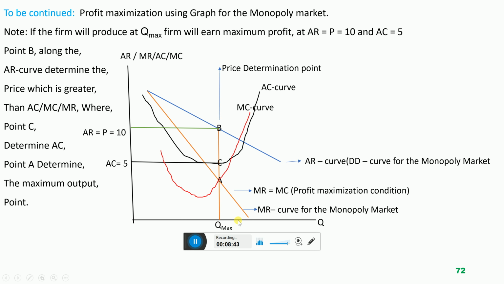Above this maximum quantity, the company should not produce, because above this marginal cost will be more than marginal revenue. So when the company produces above this quantity, marginal revenue will be less and marginal cost will be more. The company should not produce above this point, should produce at this point, and does not produce below. At this point, the company can produce maximum output to earn maximum profit.